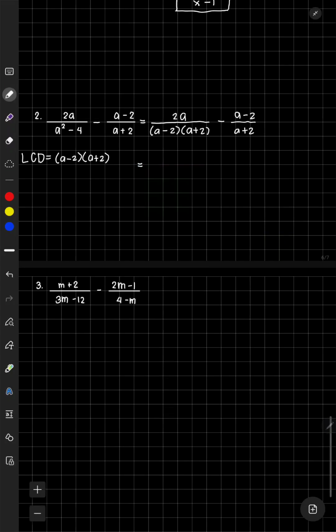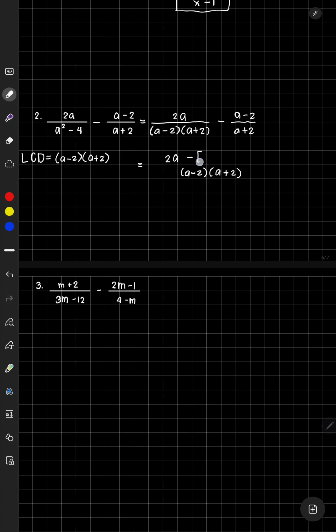So writing that, we have a minus 2 multiplied by a plus 2. So a minus 2 multiplied by a plus 2 divided by a minus 2 multiplied by a plus 2, that would be equal to 1. And then multiply that to 2a, so that would be still 2a.